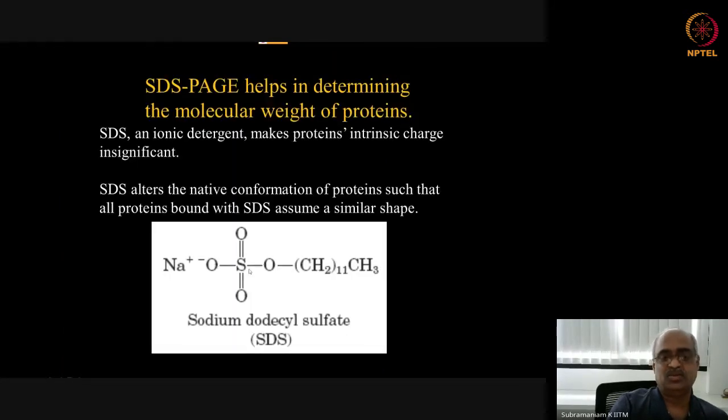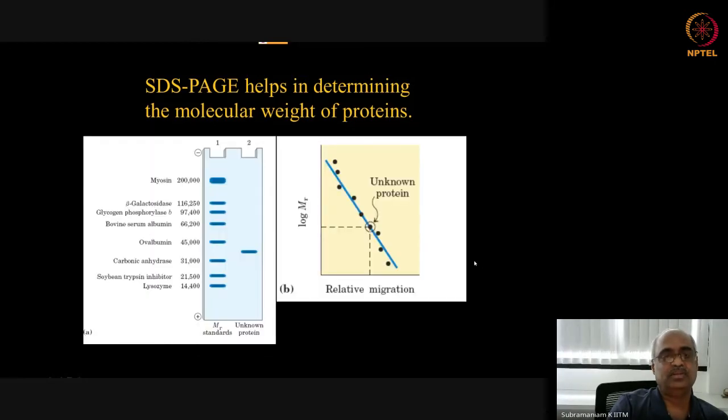So this is sodium dodecyl sulfate. This structure is no threat to you because you already know free fatty acids, with a long aliphatic side chain. Instead of a carboxylic acid group, you have a sulfate group. Okay, so this is sodium dodecyl sulfate. So this is how the separation happens.